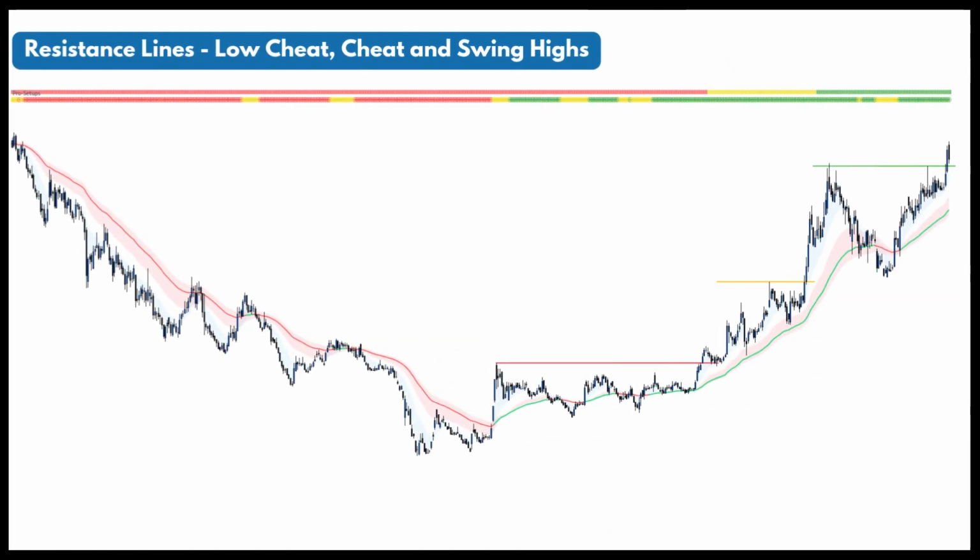We all know about resistance lines and the basics of breakouts, but breaking down resistance into low cheat, and swing high setups is where the real edge comes in. Pro Setups indicator automatically draws these resistance lines and categorizes them as low cheat, and swing high setups.